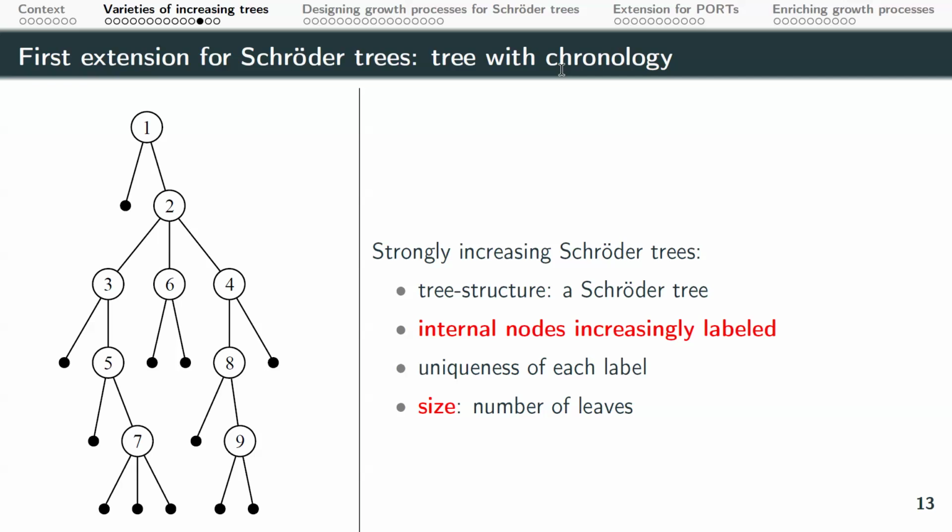So the tree structure is a Schroeder tree. The internal nodes are increasingly labeled. We have uniqueness of each label, and the size is the number of leaves, sorry.